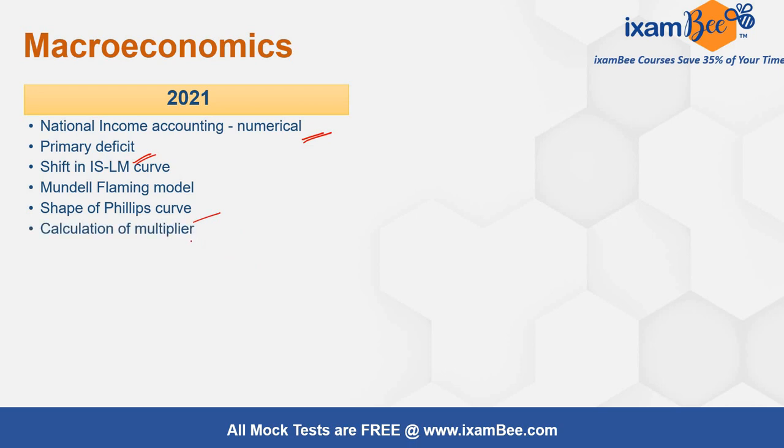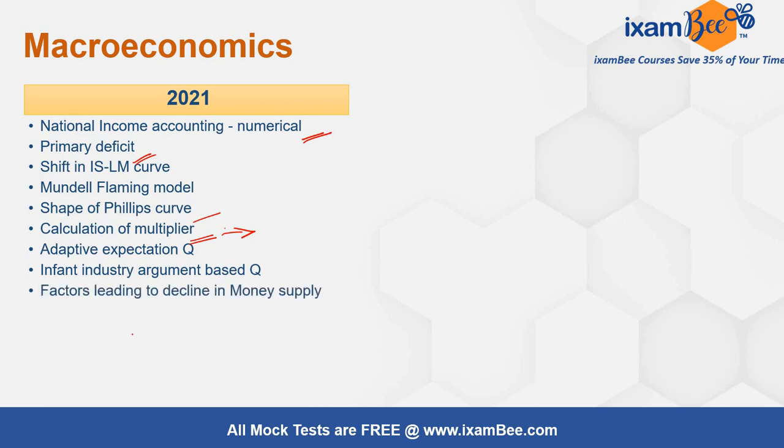There was a numerical for the calculation of the multiplier, again a recurring and important topic. There was a conceptual question related to adaptive expectation, an infant industry argument based question, then a conceptual question related to the factors that lead to decline in money supply, and a conceptual question on balance of payments.